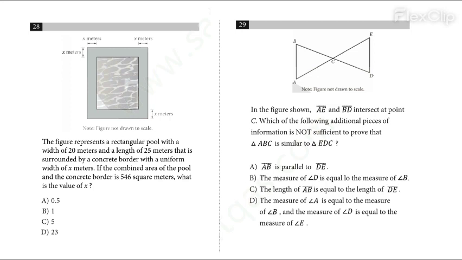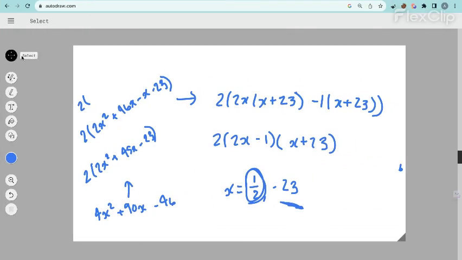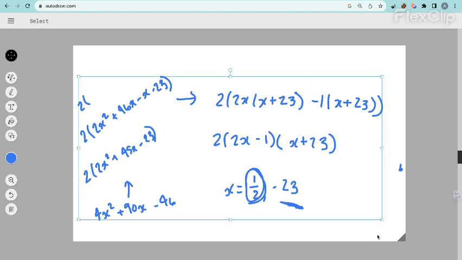Alright, 29. In the figure shown, AE and BD intersect at point C. Which of the following additional pieces of information is not sufficient to prove that ABC is similar to EDC? Okay, great. So glad that this question came up. This is talking about the idea of similar triangles.